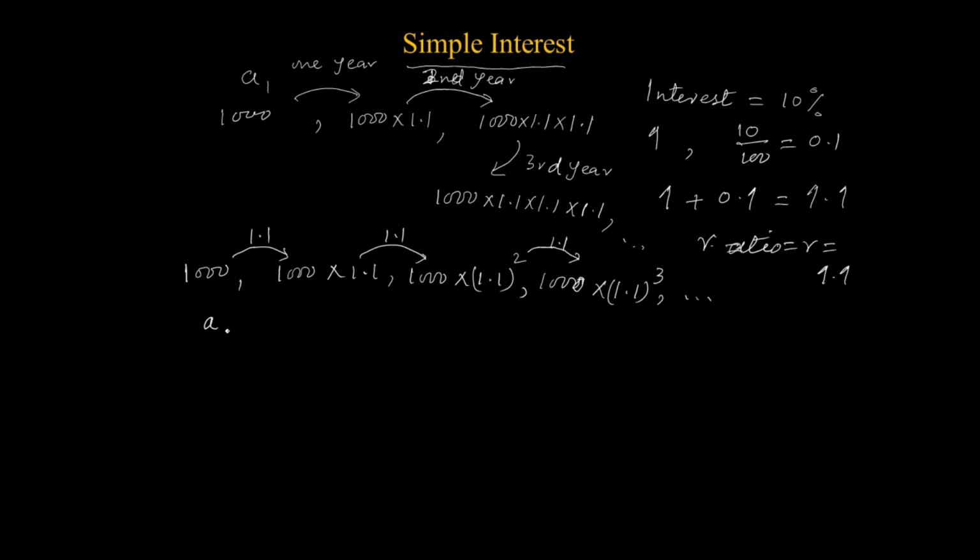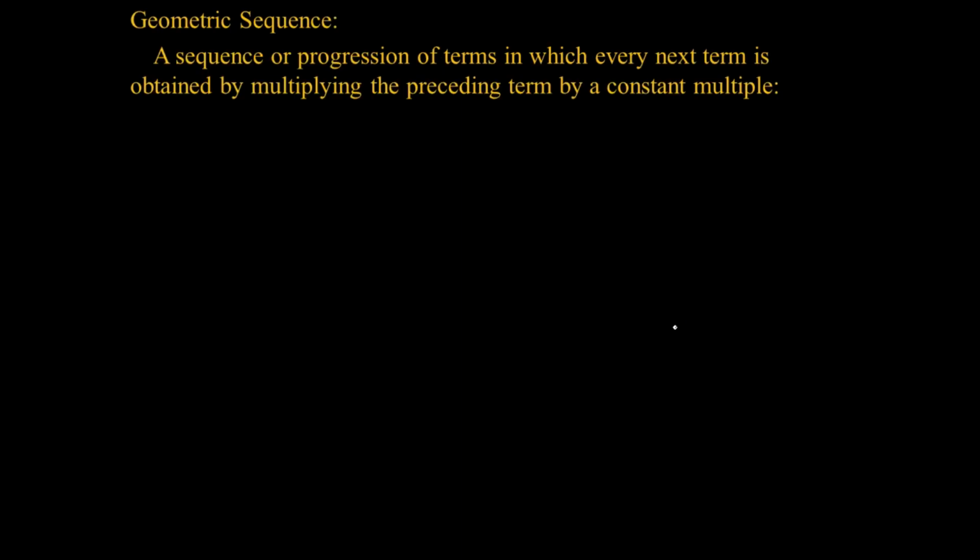So this is the initial amount, which is the first term. This is the second term. This one is the third term. This one is the fourth term, and so on. So a geometric sequence is a sequence or progression of numbers or items in which every next term is obtained by multiplying the preceding term by a constant number each time. For example, this is the first term, this is the second term, this is the third term, this one is the fourth term, and this one is the fifth term, and so on. It is an infinite sequence.